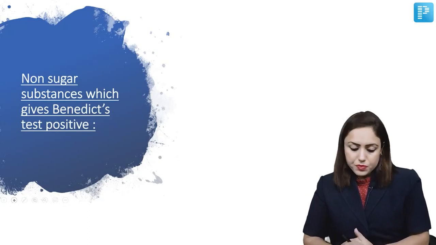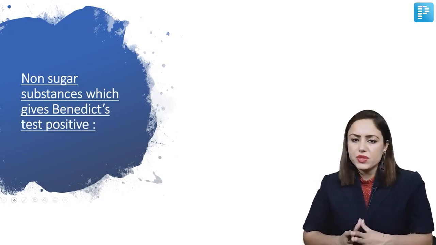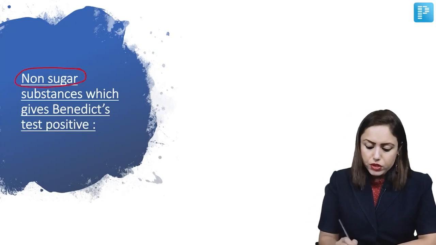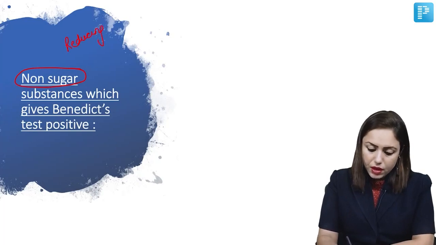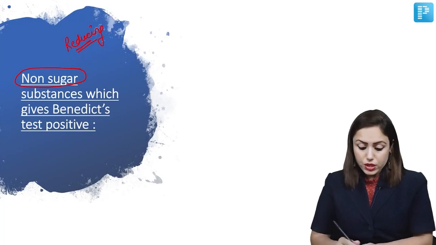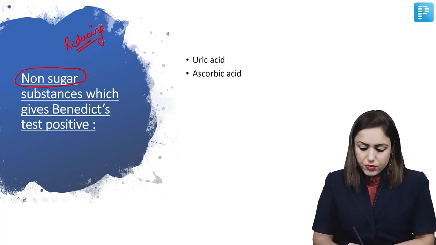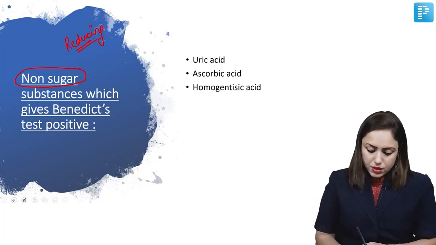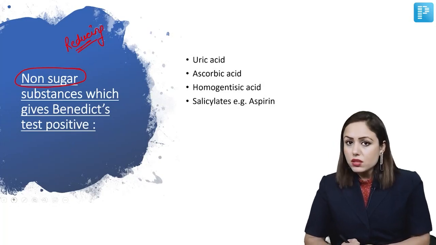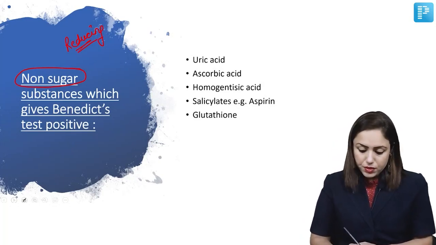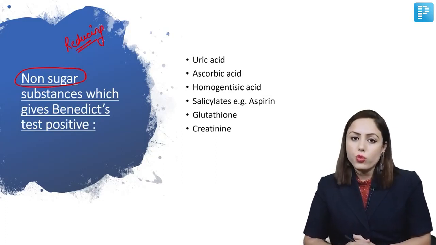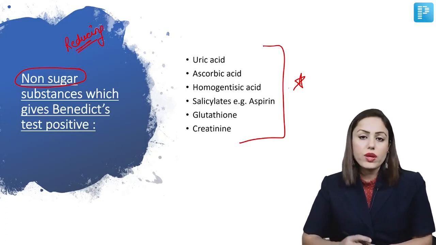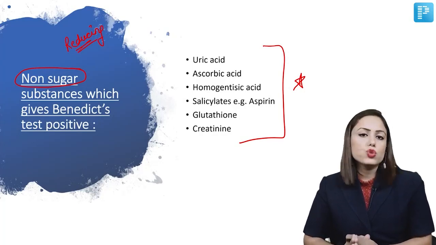Okay, then there are many non-sugar substances which give Benedict's test positive because these substances are reducing in nature, right? So let's see these substances. These are uric acid, ascorbic acid, homogentisic acid, then drugs like salicylates, aspirin, glutathione, and creatinine. Okay, so learn this list. This is very, very important, that what are the non-sugar substances giving Benedict's test positive.